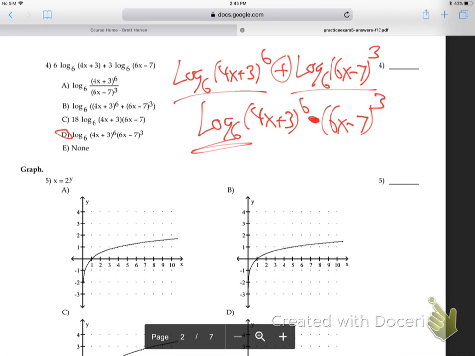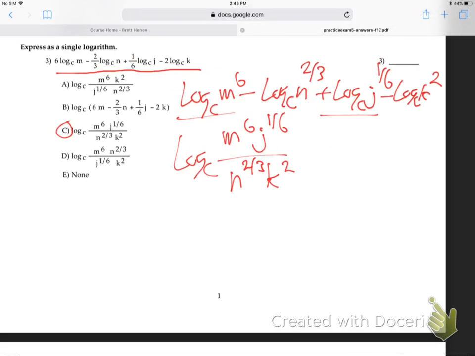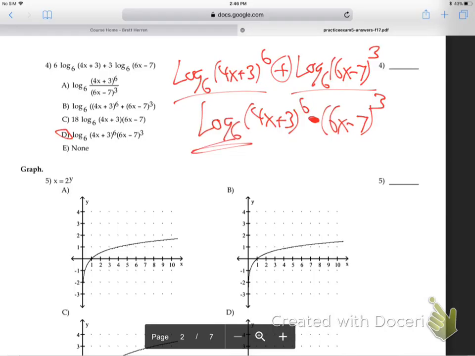Making a little headway on this thing. D? Or 3? 3 was C. And all the answers are at the end of this document. You guys know that, right? On the online one, if you just flip all the way to the end, all the answers are there, if you want to check them over Thanksgiving break.